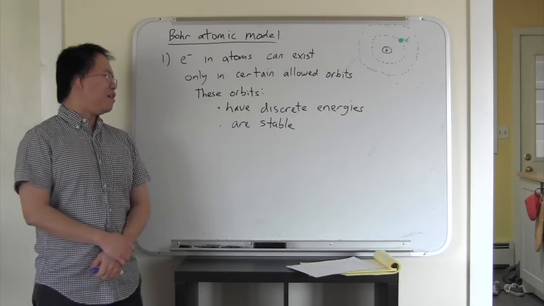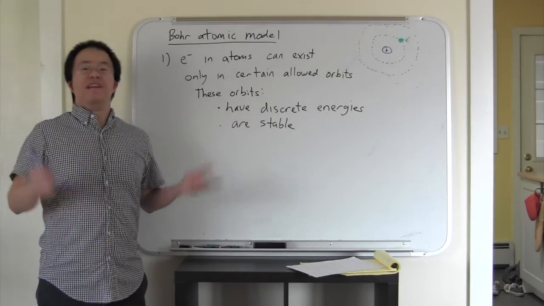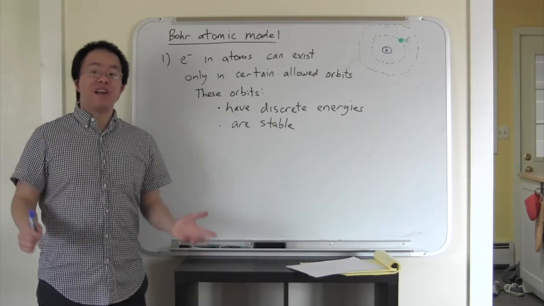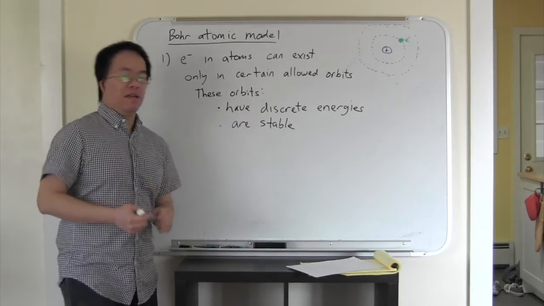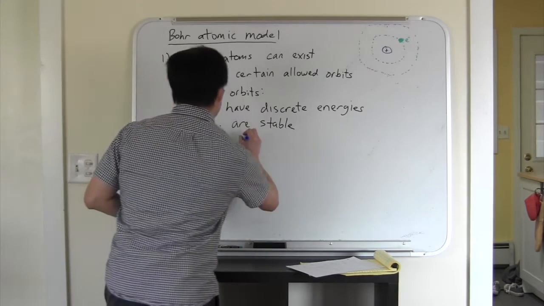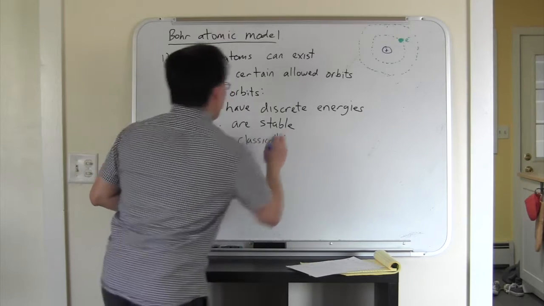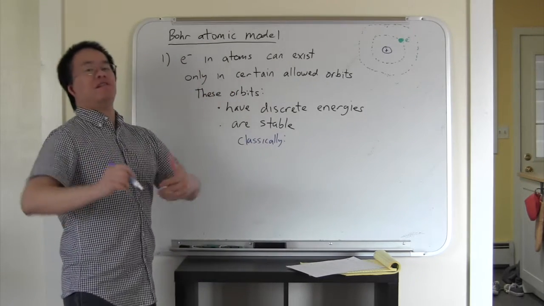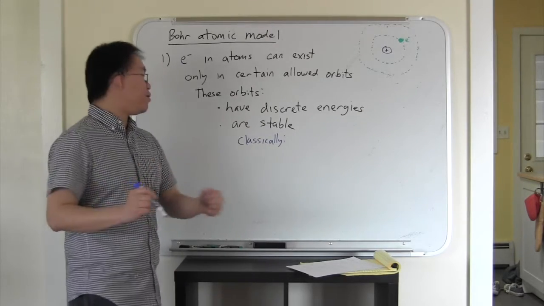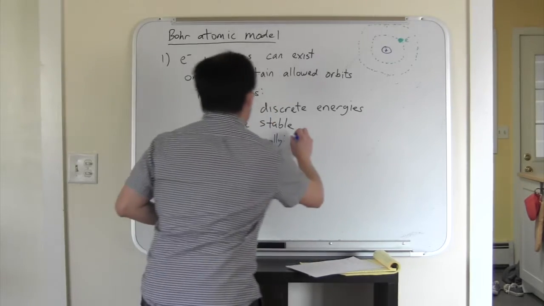Hopefully you recognized that a charged particle going in a circle is in fact accelerating because its velocity is changing direction. Why this is a problem classically is the following. Accelerating charges, it turns out, radiate electromagnetic fields which transport energy.